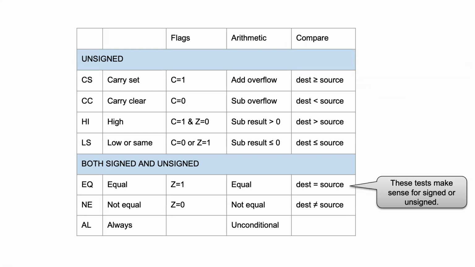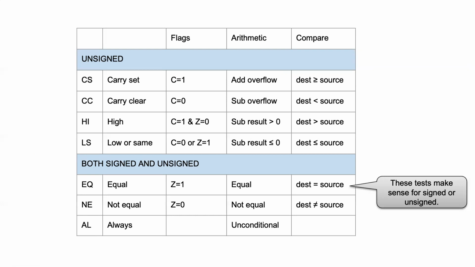If you just did a comparison and the two values were equal, then the 0 flag would be true. Otherwise, it would be false. So the name for that is EQ or not equal. And there's even a condition for always, AL. And that's just always true. It doesn't depend on the condition codes at all.